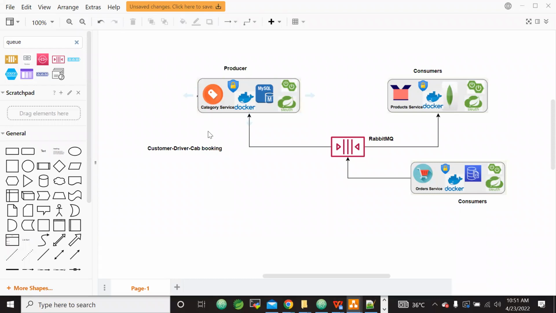Why? When the customer is booking a cab, the request will go to a queue where all the cab drivers will have the application with them, the driver application. So all the driver applications will connect to the queue, and whoever accepts the ride, only for them will the ride be allocated. For the rest of the drivers, the ride is not allocated. In that situation, this is helpful.